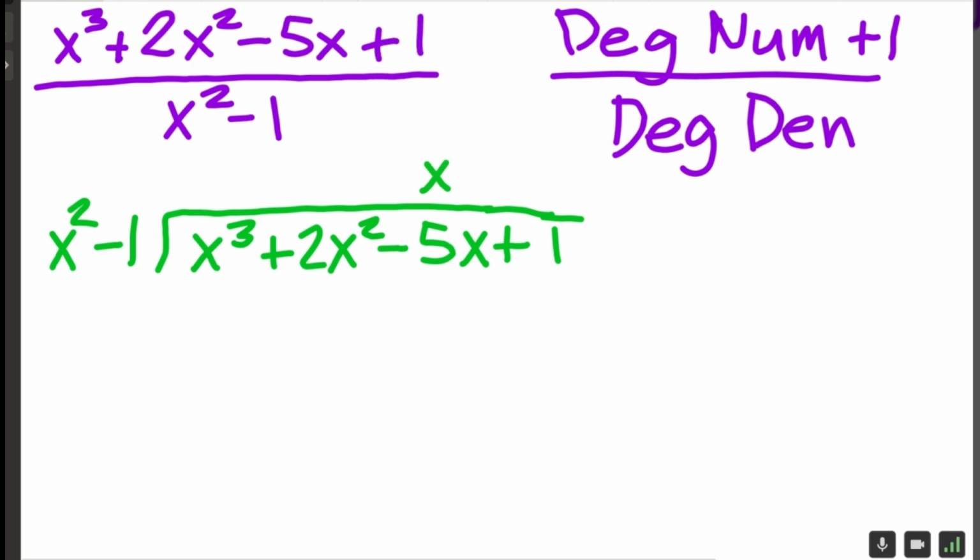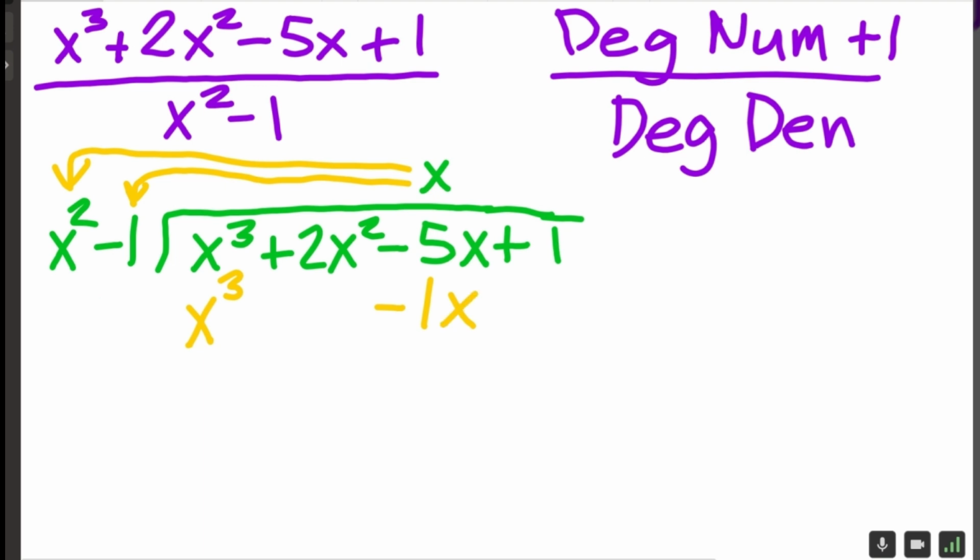What do we do from there? We're going to carry through that multiplication. x times x squared is x cubed. We're also going to multiply that x by negative 1, so both terms in the divisor. So x times negative 1 is a negative 1x. We want to put the x term underneath the x term in the dividend, the negative 5x, because when we subtract the difference, we need it to be in that column conveniently.